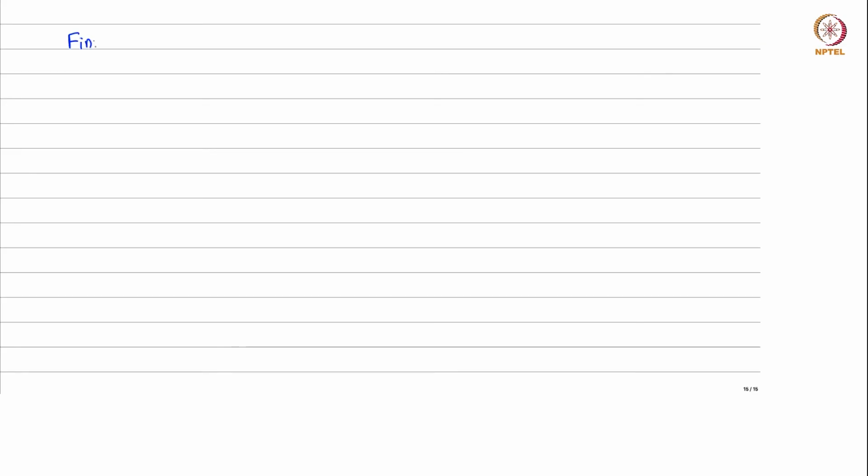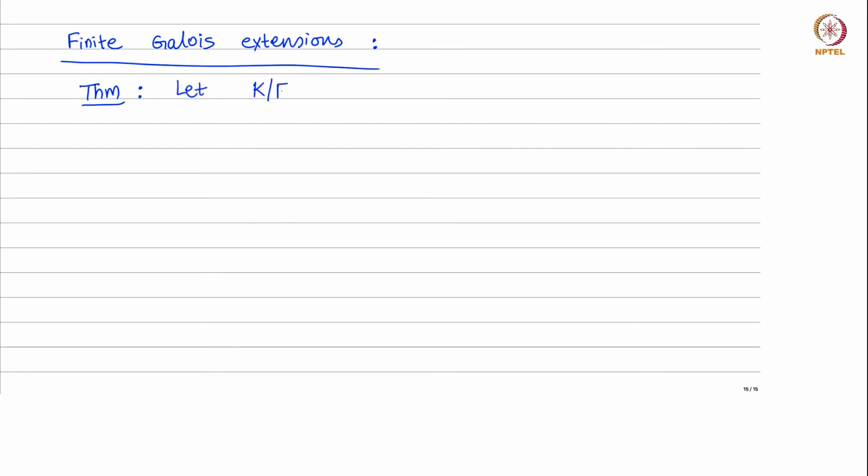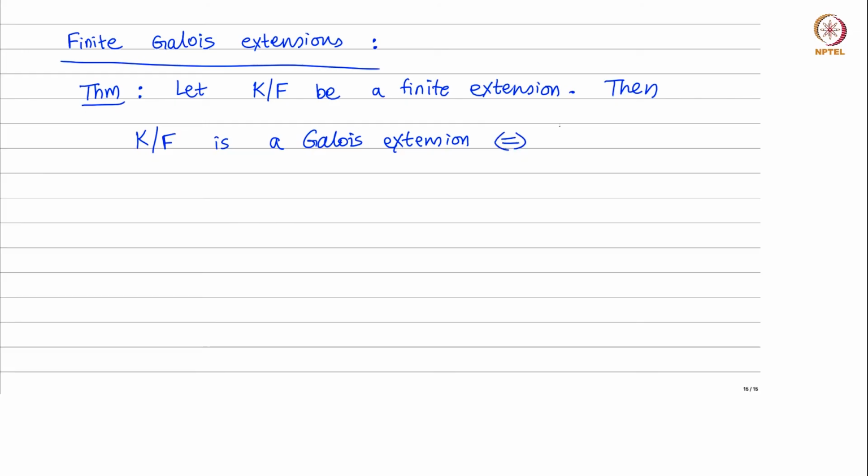Okay, and let's just quickly end with this remark about finite Galois extensions. So far everything we have said works in general, could be infinite as well, but here's a little theorem, a rather important theorem that we'll prove. Let k over f be a finite extension. Observe, finite extension automatically means algebraic. Then here is yet another characterization. Then k over f is a Galois extension if and only if the cardinality of the automorphism group is the same as the degree of the extension.